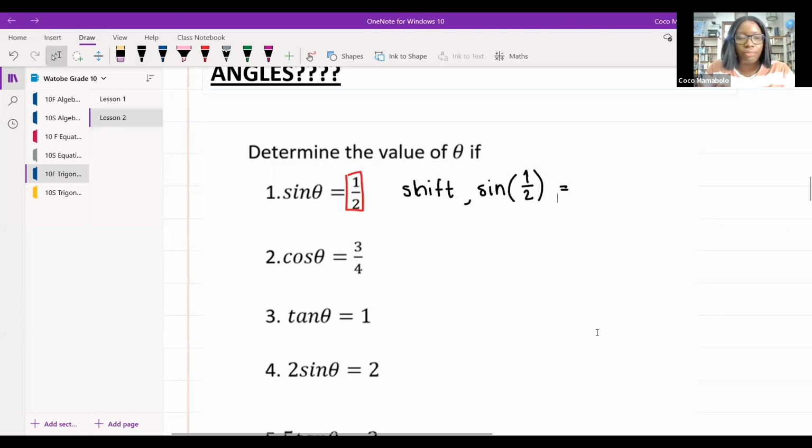Yes, Ndiabo. Ma'am, I'm just asking a question. When I press shift and then I press sine, it gives me sine to the power of -1 and then a bracket.